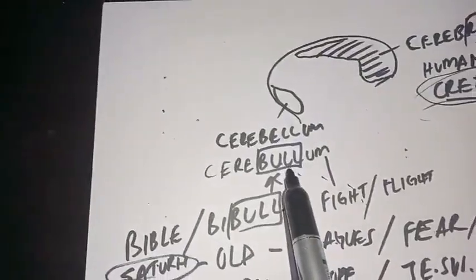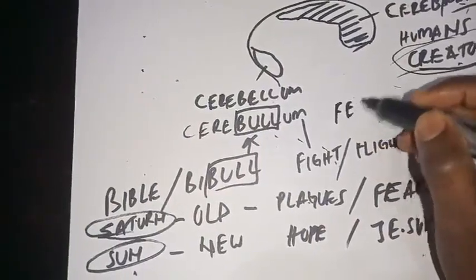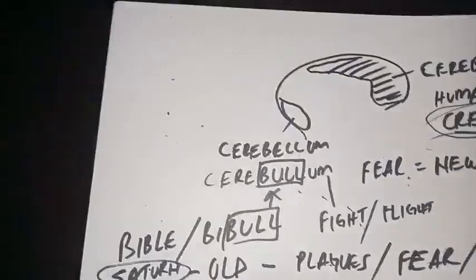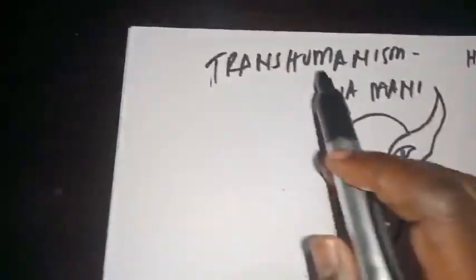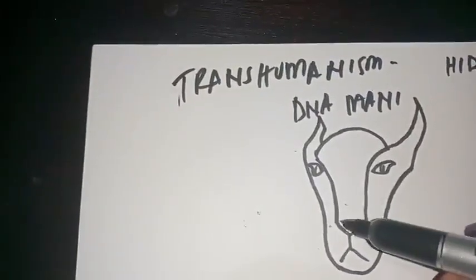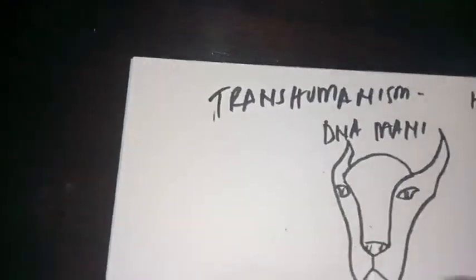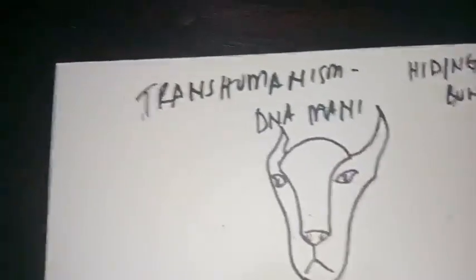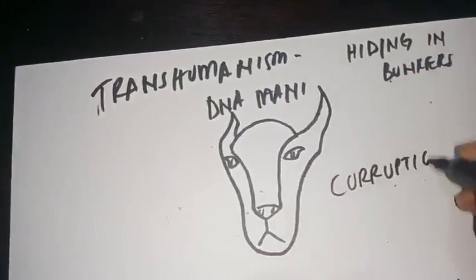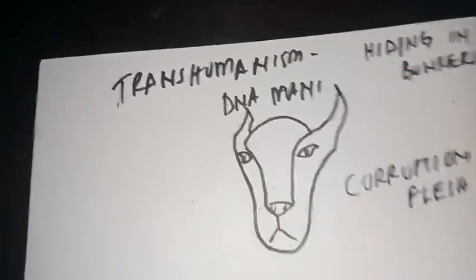And they want to drag people into flight or fright mode. That's why the news is always pumping fear. So those guys will be given this option to go for their transhumanist path, whatever. And eventually they'll look like this creature. I was thinking of this creature. So this manipulation, the corruption of flesh. There'll be an option for those people.